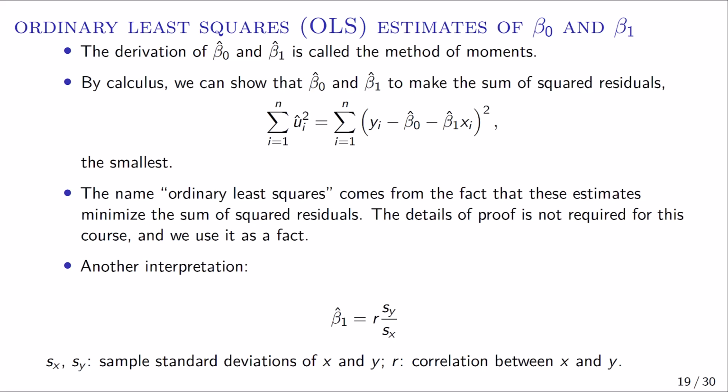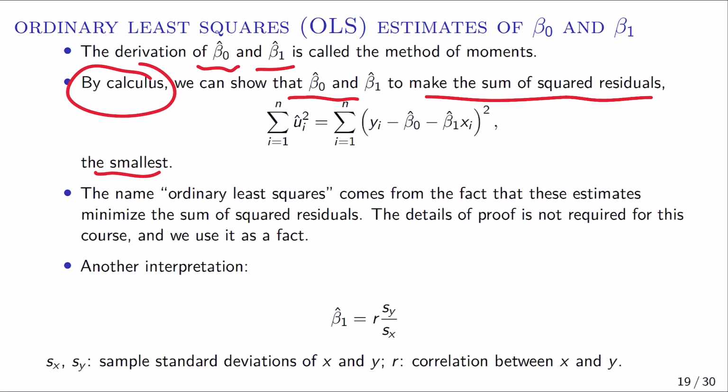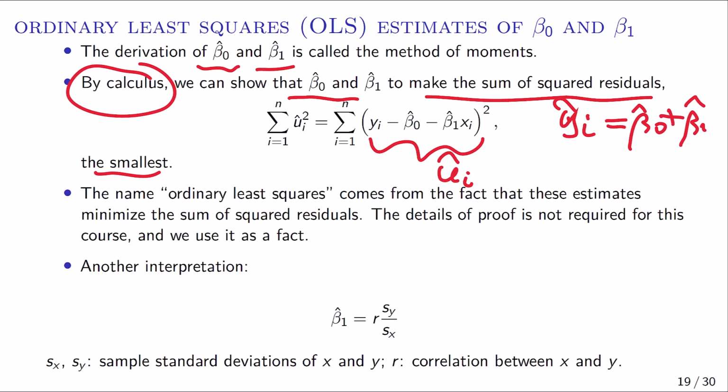Okay, with the residual, then we can go back to say something more about this beta naught hat and beta 1 hat. And of course, we have to use calculus, which is not required for this course. We can show that this one is to make the sum of the squared residuals the smallest. You see right here. This is exactly the what? Ui hat, right? Because yi hat equals beta naught hat plus beta 1 hat times xi. See, this is exactly the yi minus yi hat. That's exactly the what? Residual. We square the residual and then add them together. That's kind of the sum of squared residuals. Okay.